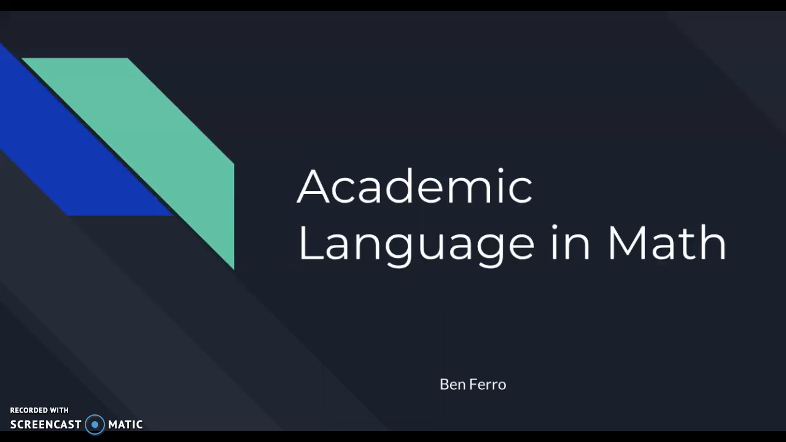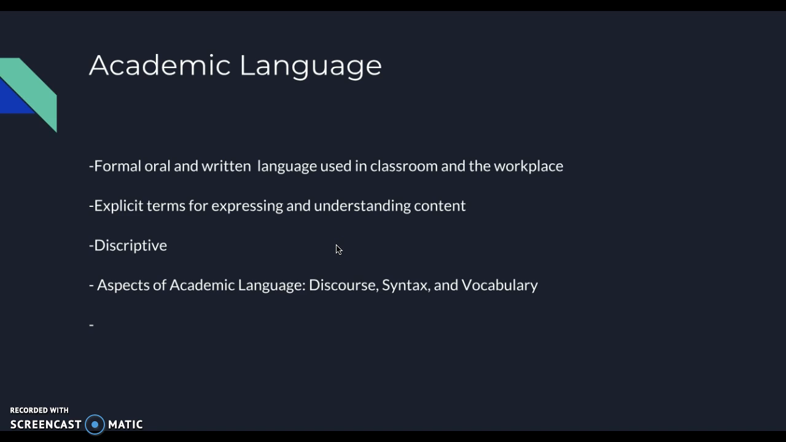All right, good evening. Today I'll be talking about academic language, and specifically academic language in math. All right, so academic language is formal oral and written language used in the classroom and the workplace. So what academic language is, it's explicit terms for expressing and understanding content.